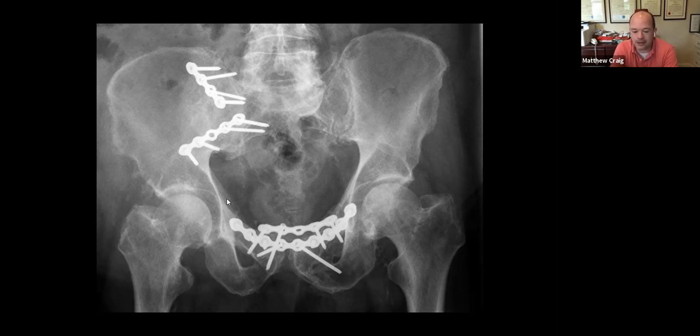And then we're just talking about loosening. Yeah, one of my plates loosened up in the front, but he didn't really widen, and has no symptoms. They're all very happy.